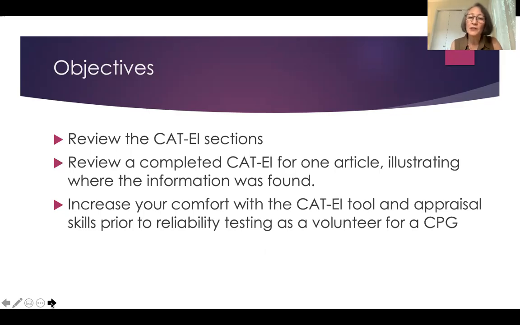Hopefully this will help increase your comfort with the CAT-EI tool and the appraisal skills prior to reliability testing as a volunteer for a clinical practice guideline.